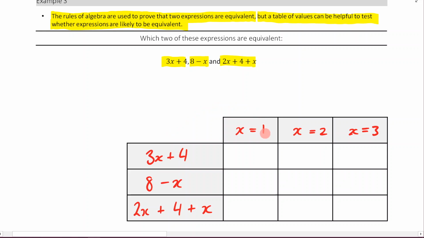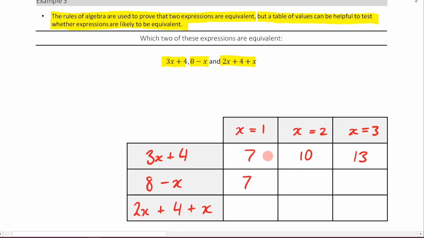So if I put 1 into here, it's going to be 3 times 1 is 3, 3 plus 4 is 7. If I put 2 into my x position here, it's going to be 3 times 2 is 6, plus 4 is 10. If I put 3 into this, it's going to be 3 times 3 is 9, plus 4 is 13. Then we come down here and we're going to put 1 into this x position now. So it's going to be 8 minus 1, which is 7. So look, this looks promising.